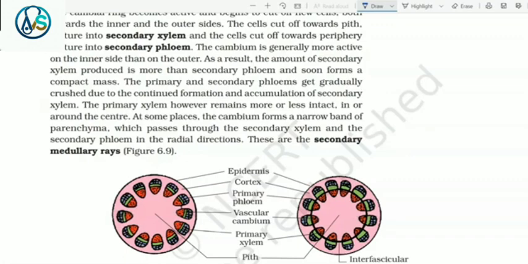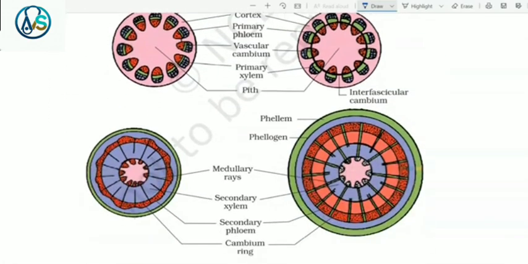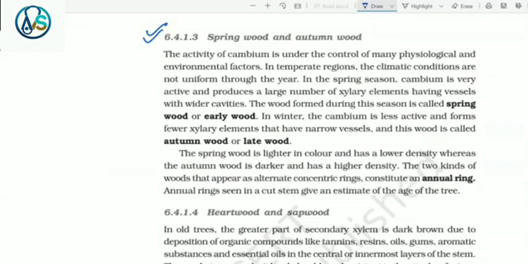The primary and secondary phloems get gradually crushed due to continued formation and accumulation of secondary xylem. The primary xylem, however, remains more or less intact in or around the center. At some places, the cambium forms a narrow band of parenchyma which passes through the secondary xylem and the secondary phloem in the radial directions. These are the secondary medullary rays. 6.4.1.3 Springwood and autumnwood. The activity of cambium is under the control of many physiological and environmental factors.